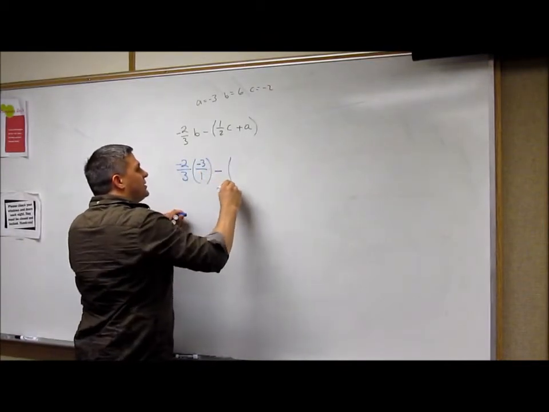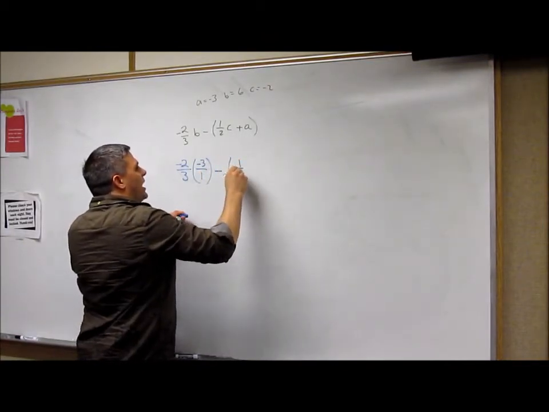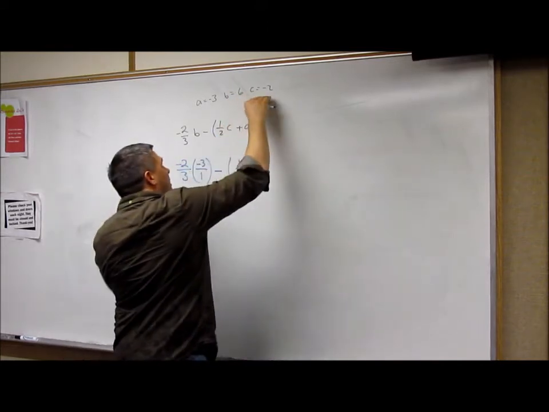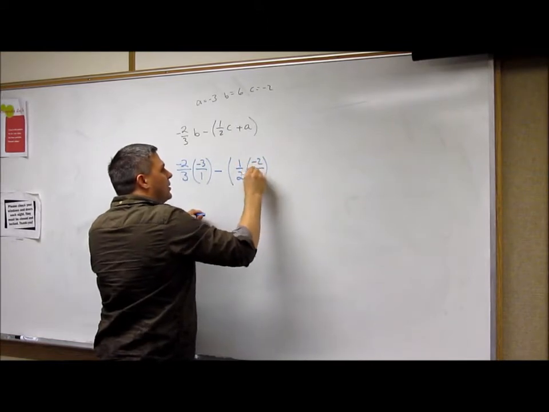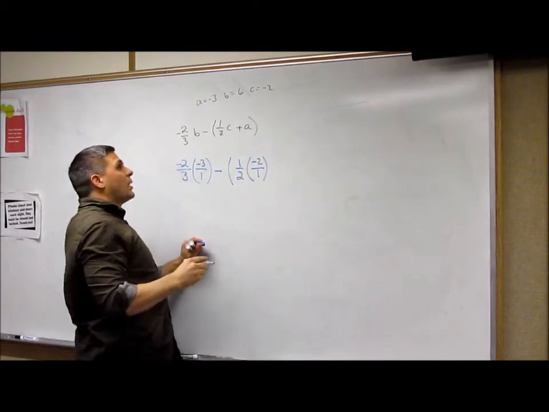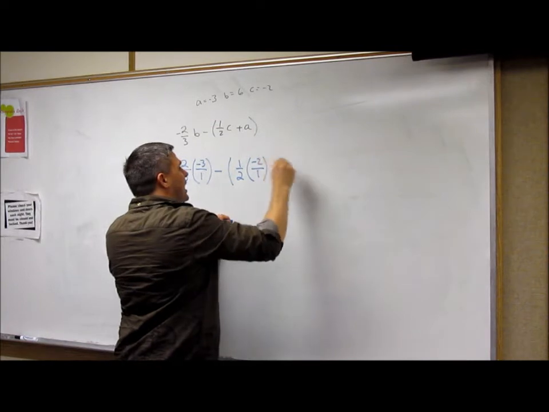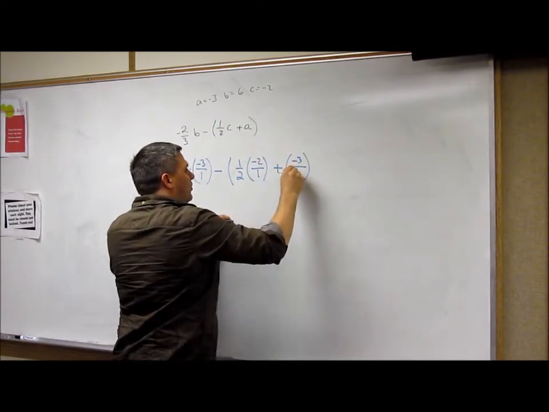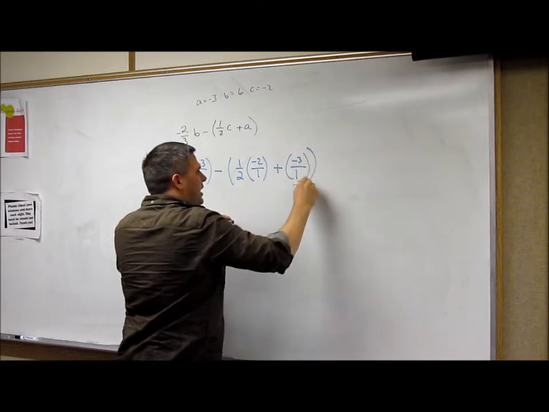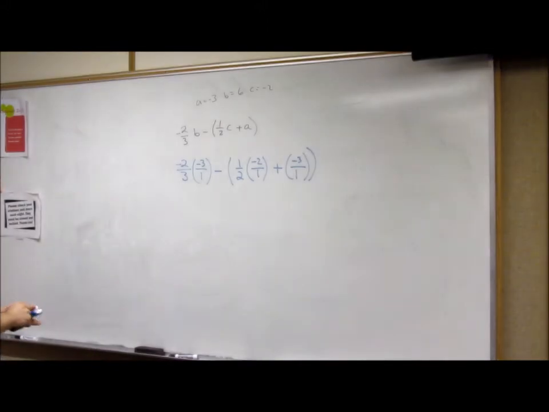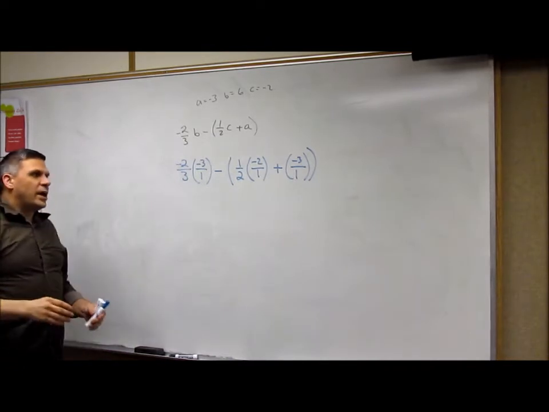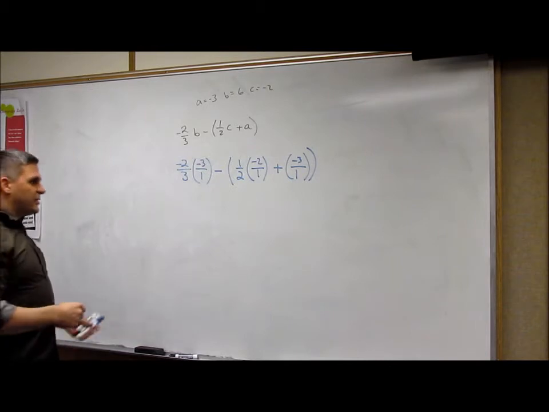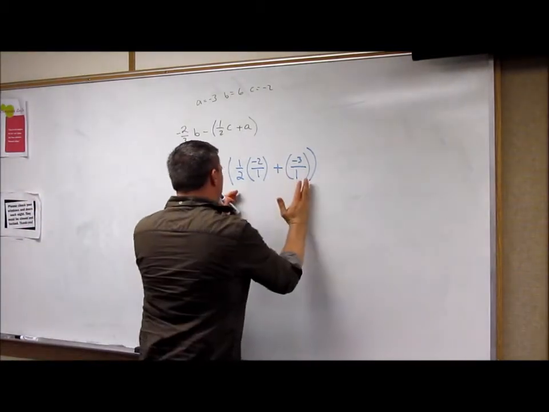minus the quantity of 1/2 times c. So right there I want to plug in c, which is -2/1, plus a, which is -3/1. Alright? Then I have my parentheses around that. So, what do I do first? Parentheses, parentheses, parentheses. That's what we do first. So I'm going to do this first.